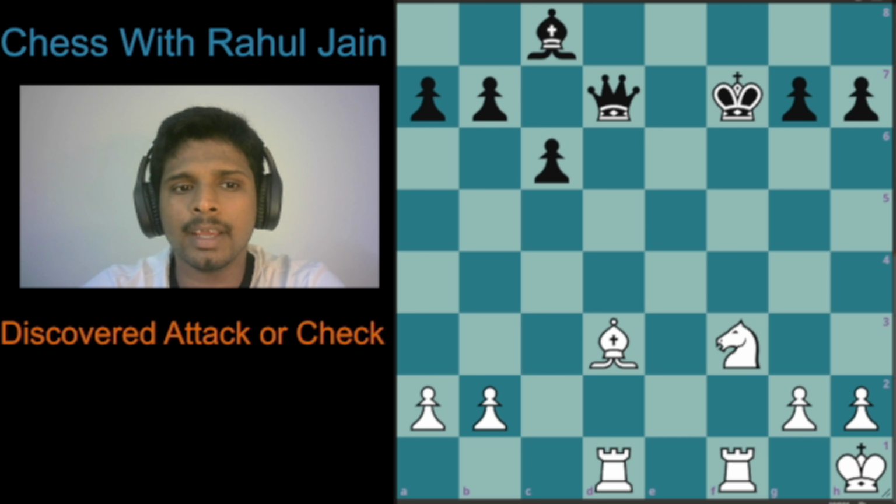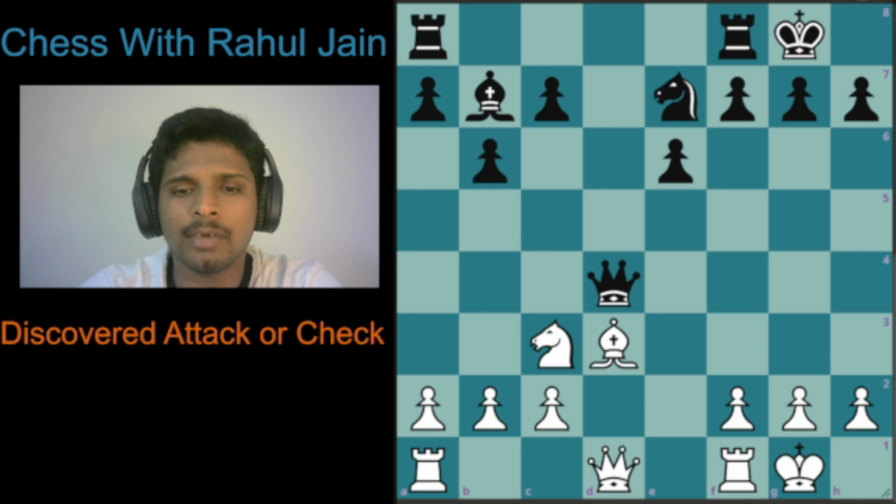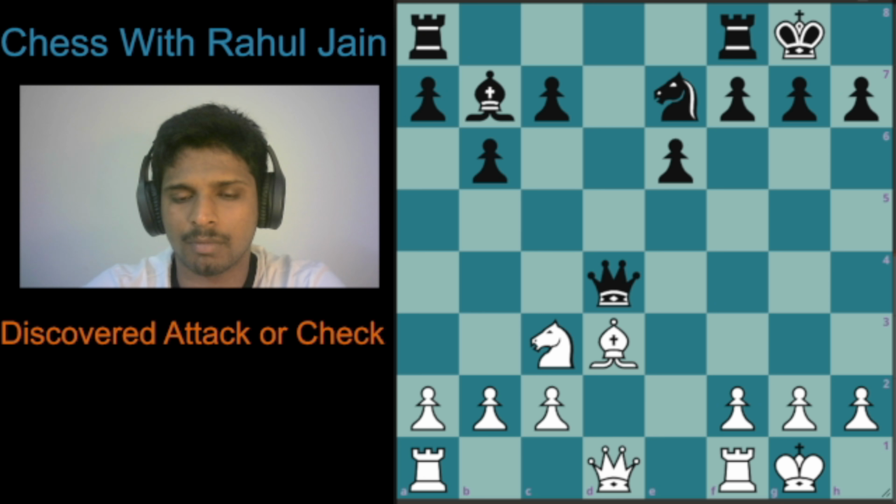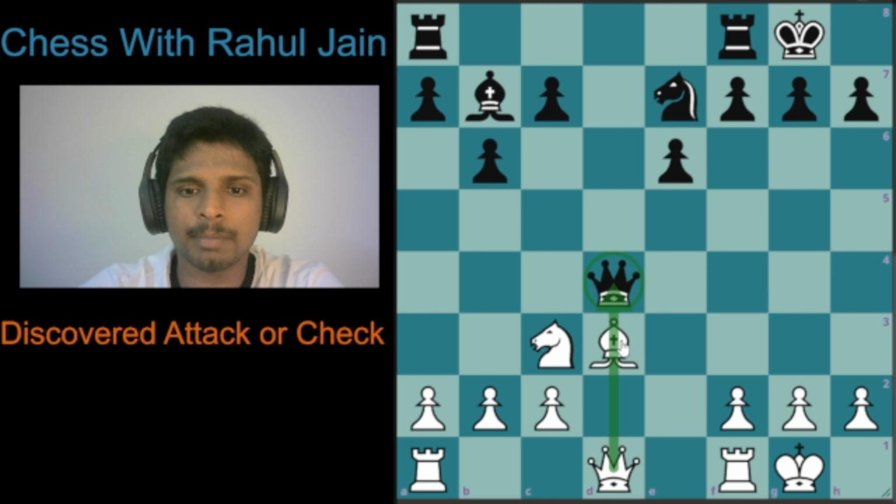So first, I will give an example for discovered attack. Again, for a discovered attack, a piece should be X-raying a piece. The queen on d1 is X-raying the queen on d. So there is a piece in between. That's why it's called X-ray, because someone is blocking the path of the attack. So we have a bishop. We can move the bishop somewhere that would force him to capture the bishop or move from there.